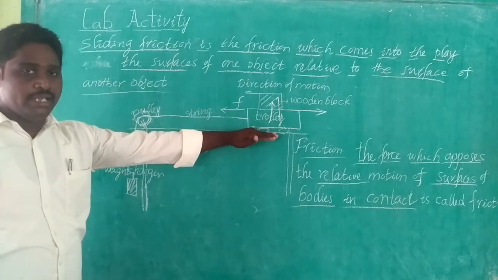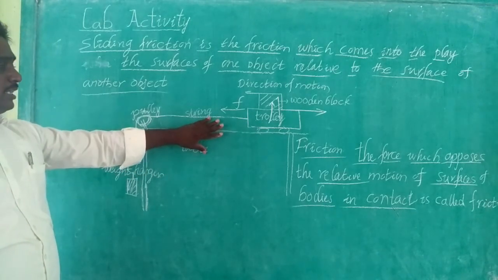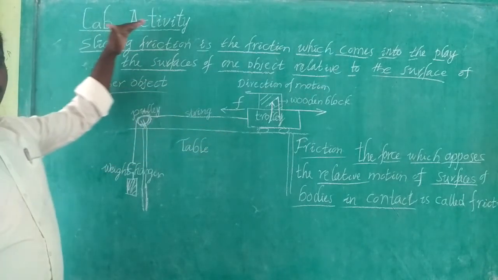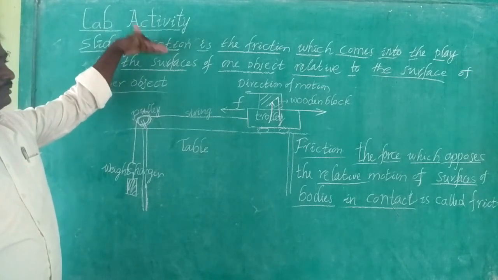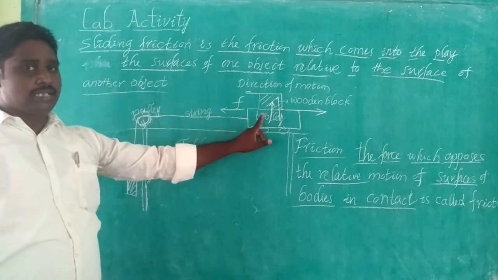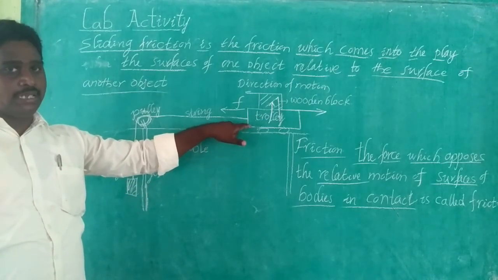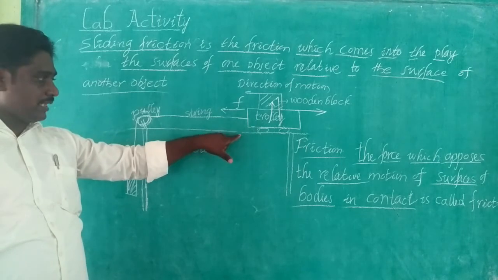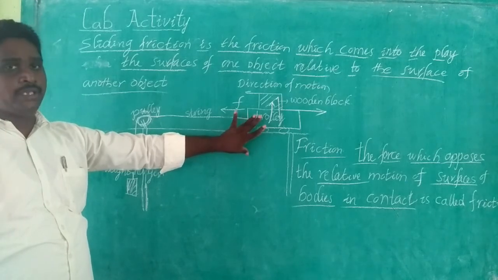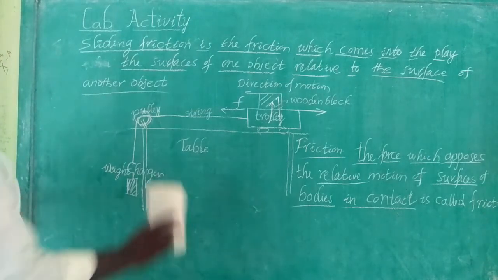Here, the trolley is in motion with respect to the table. So, what type of friction is present between them? Sliding friction, because sliding friction is the friction between the surface of an object moving relative to the surface of another object. Here, the trolley is one object, the table is another object. What type of friction is present between them? Sliding friction.